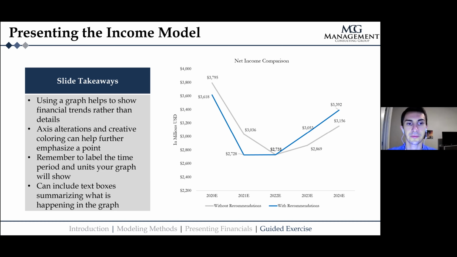Axis alterations and creative coloring can help further emphasize the point. Like Anna talked about earlier, make sure your graphs look clean. We don't have any grid lines, there's no borders, we have labels, all that.